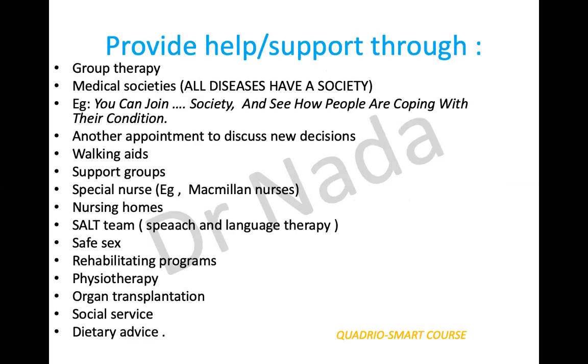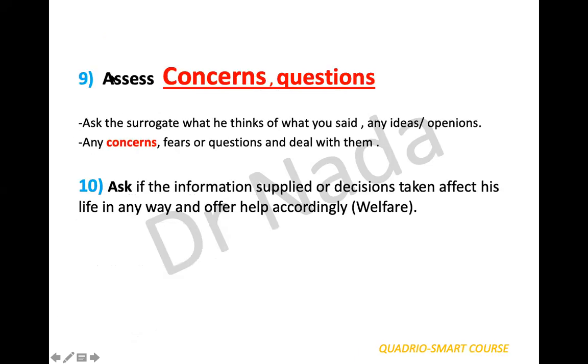so when you ask the patient how this may affect their life in any way, or for example, how you need to provide help and support to solve their concerns. So this is a list, okay, of whom you can get help from in order to support and help the patient, okay? Help and support can be gained from group therapy, all right? So that by the end of the consultation, after you explain your management plan, you ask about their concerns, okay? If they have any questions, fears, problems, how this may affect their life in any way, listen to the surrogate and what he's going to say.